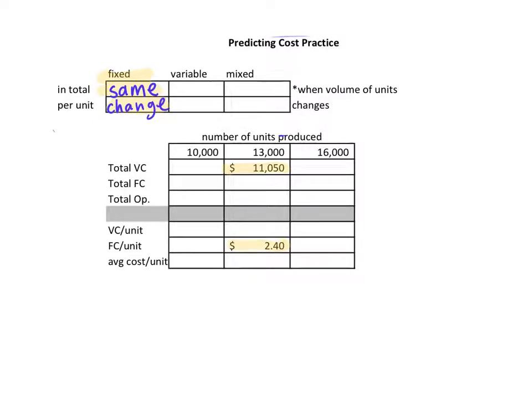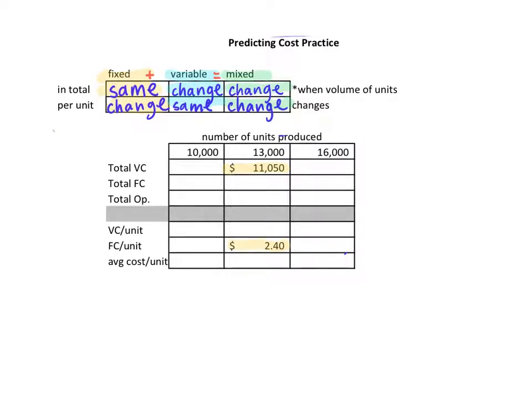Now let's talk about what we know about variable cost behavior. In total, variable costs will change as the volume of units changes, but variable cost per unit will stay the same. Now let's talk about what we know about mixed cost behavior. Since a mixed cost is a combination of a fixed and a variable cost, total mixed costs change when volume of units changes, and mixed cost per unit also changes as the volume of units changes.